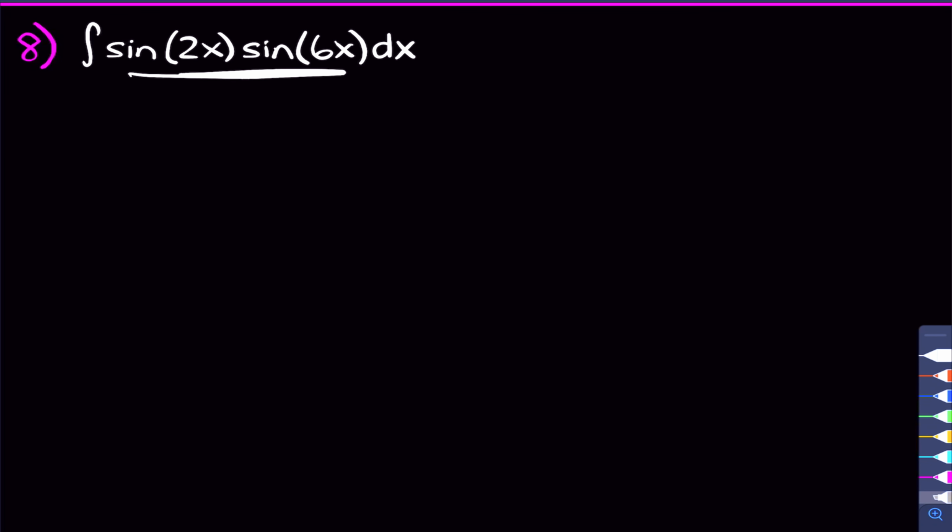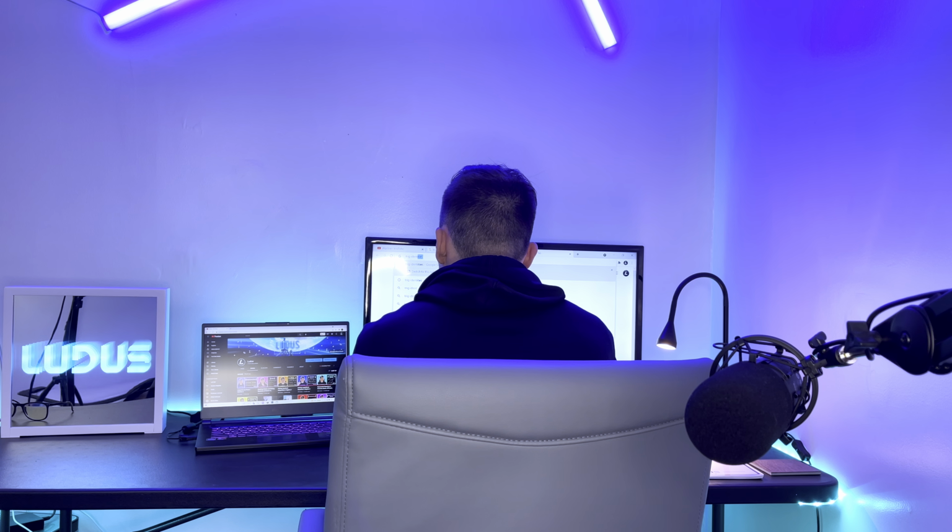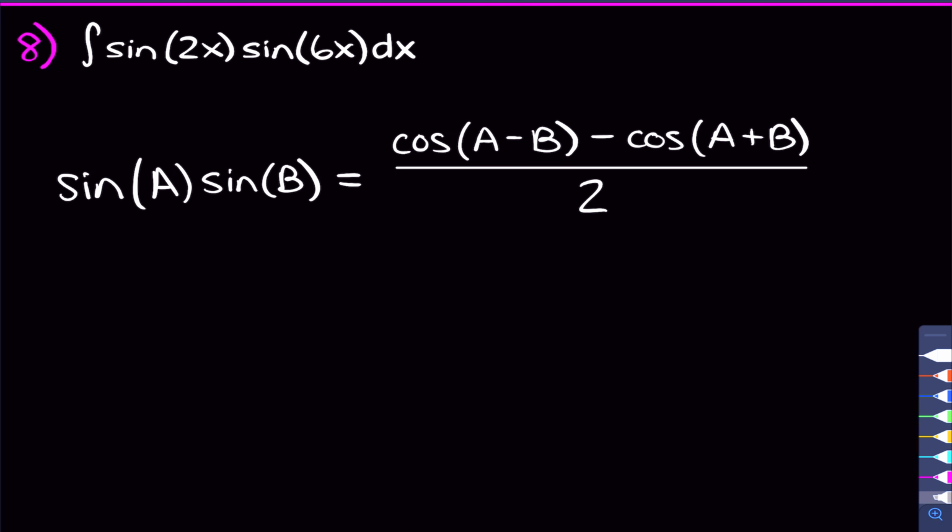So what's the identity when we have two sines being multiplied together with different angles? Great question. I should probably go figure that out. So this is the trig identity that you need to use in this problem.